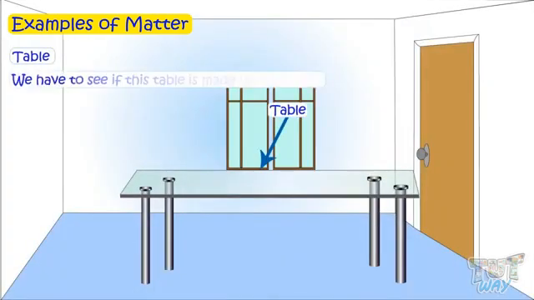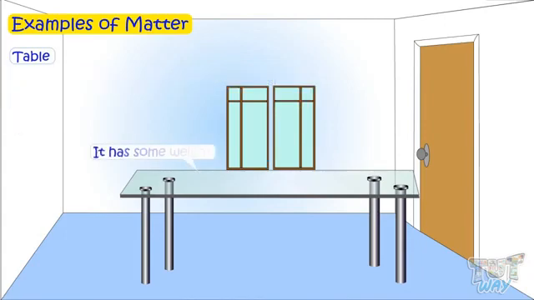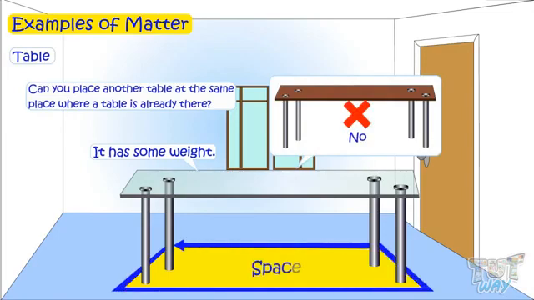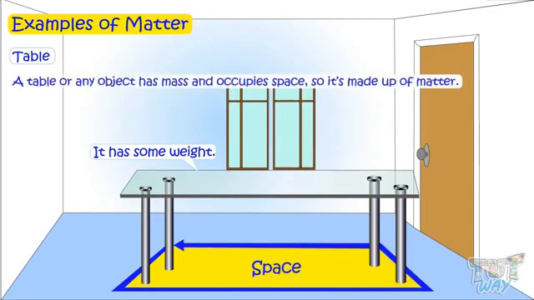Now, here is another thing, and it is a table. We have to see if this is made up of matter. And for that, we have to prove it has mass and it occupies space. Weigh the table. It has weight. Now, can you place another table at the same place where a table is already there? No, you cannot. So, table occupies space. So table or any solid object has mass and occupies space. So it's made up of matter.